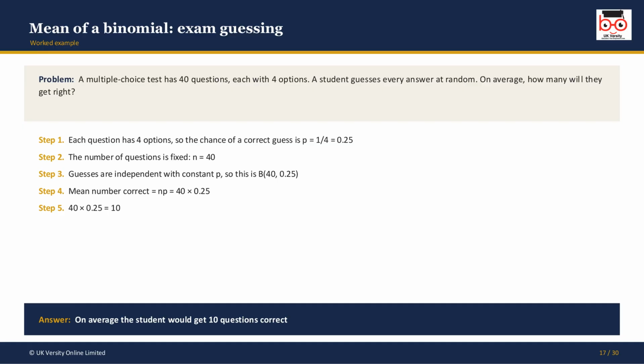Here's a nice example. A multiple-choice test has 40 questions, each with 4 options, and a student guesses every one at random. With 4 options, the chance of a correct guess is p equals a quarter, 0.25. The number of questions is fixed at 40, and the guesses are independent, so it's B(40, 0.25). The mean number correct is np, 40 times 0.25, which is 10. So on average, they'd get 10 right.